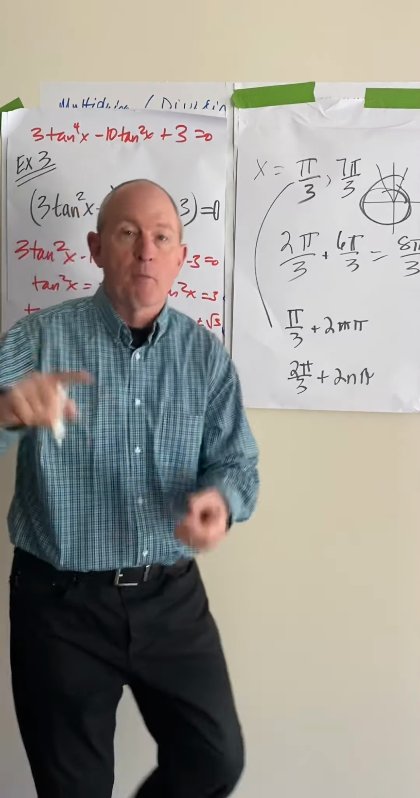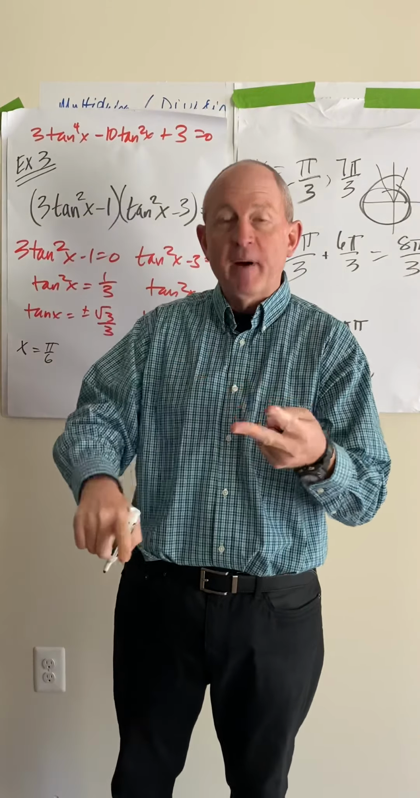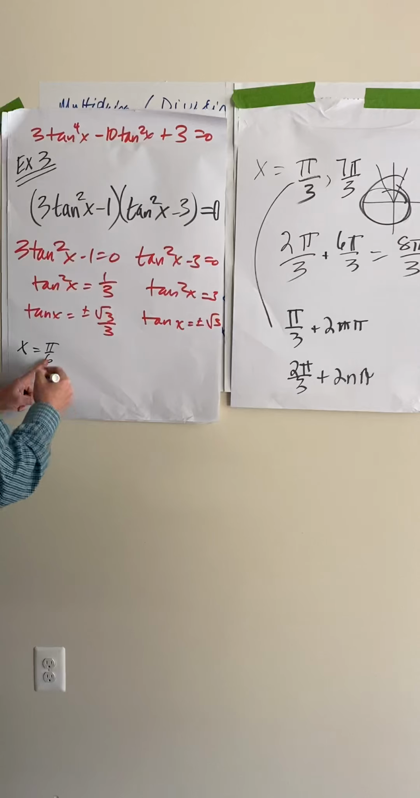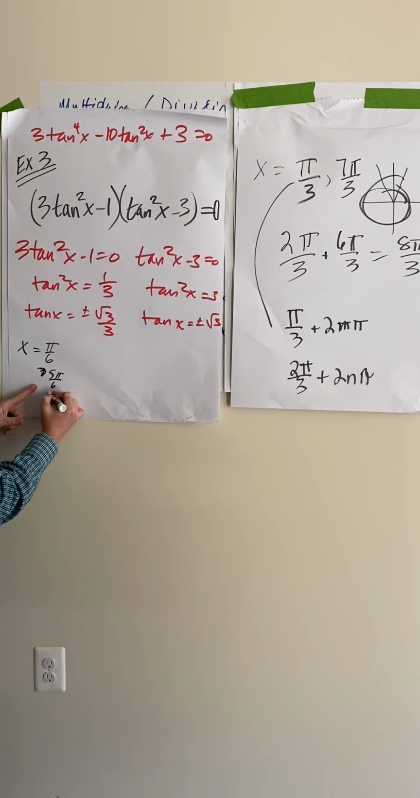All the way around the unit circle. Pi over 6, 5 pi over 6, 7 pi over 6, and 11 pi over 6.